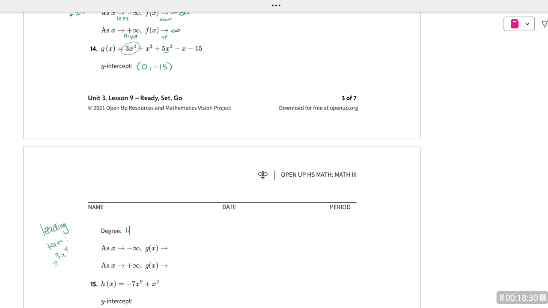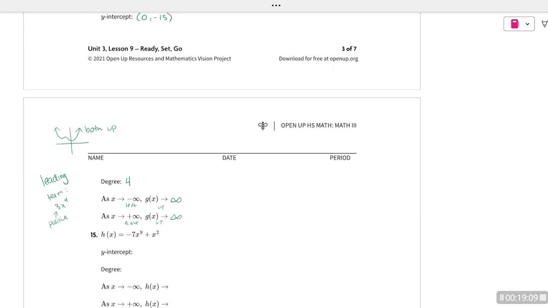And since we're positive on the leading coefficient, that means we're going to have a shape something like that, right? That's not actually what it's going to look like, but we see that they're both ending up. So whether x is going to the left or the right, since it's an even degree, it's going to go in the same direction. Since it's positive, it's going to go upward. So they're both going up. So as x approaches negative infinity, g of x approaches infinity. As x approaches positive infinity, g of x also approaches positive infinity. Okay.